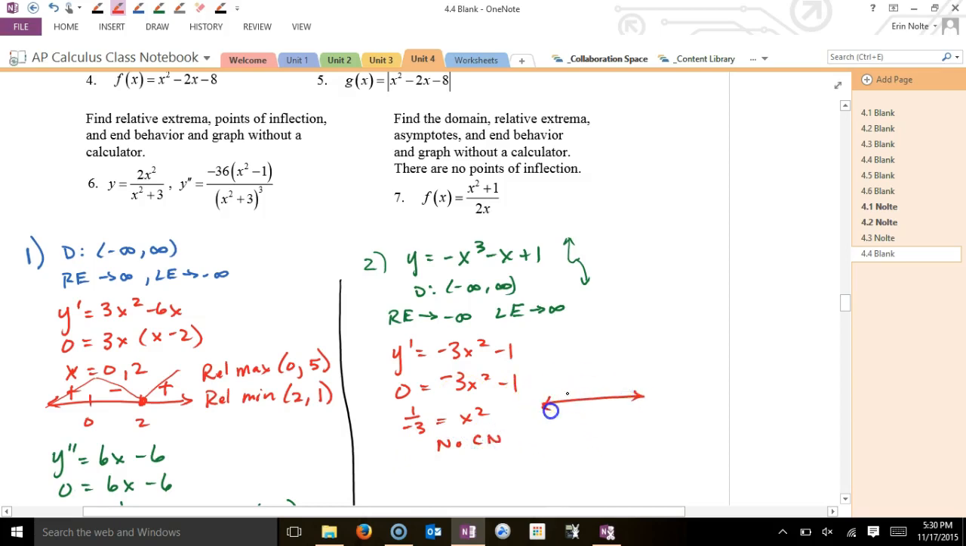So if I do my number line test on that one to see if it's positive or negative, I'm going to make an educated guess here, it's going to be negative, but let's just double check. If I plug 0 in, I get a negative, so this is always decreasing.